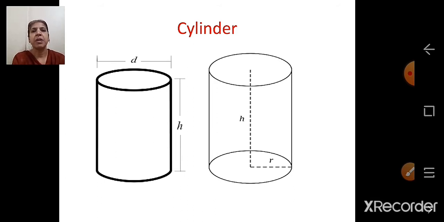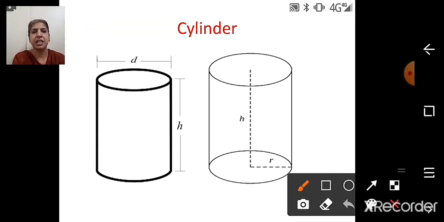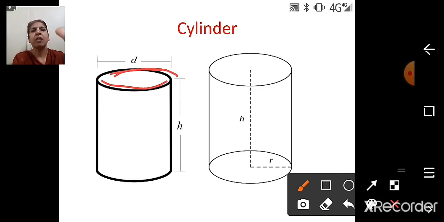We have studied about cylinder, right? So, here two cylinders are shown. Now you look at the cylinder and you can say that this is a curved surface area, right? And its top and bottom. This is the top of a cylinder and this is the bottom. Top and bottom of a cylinder are circular in shape, right?